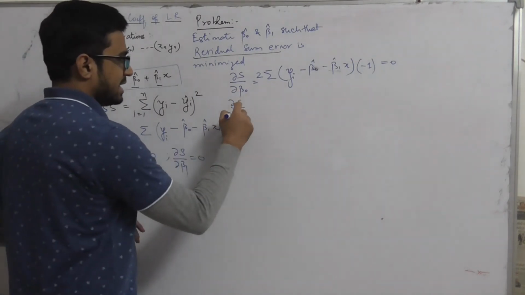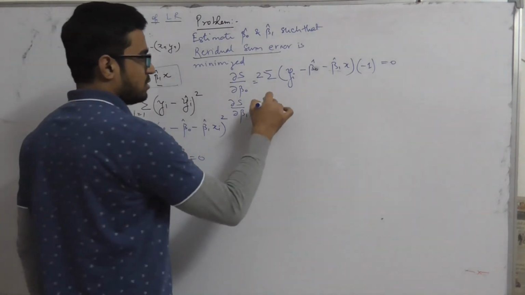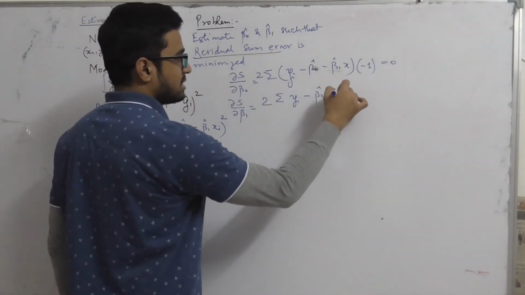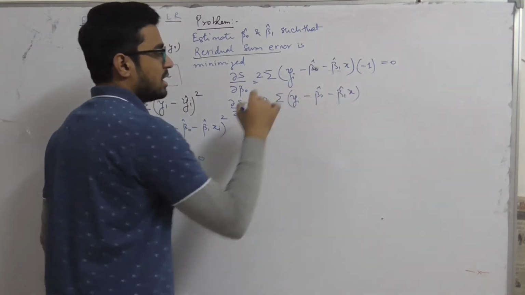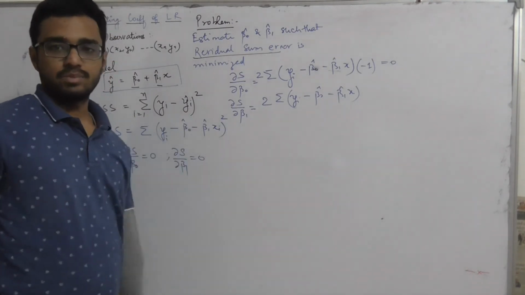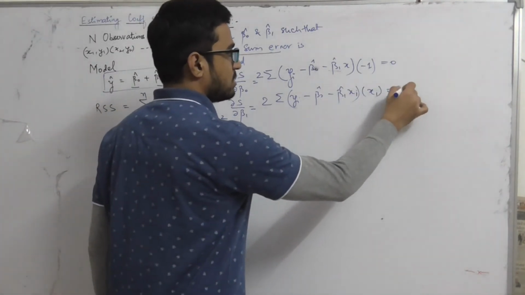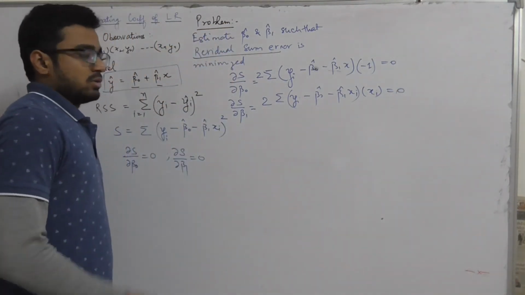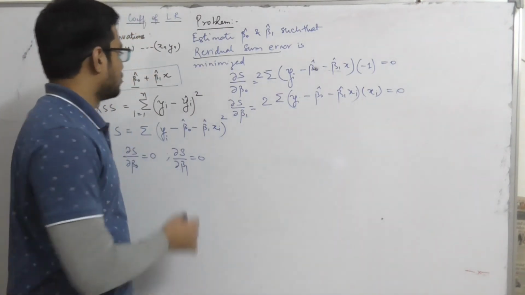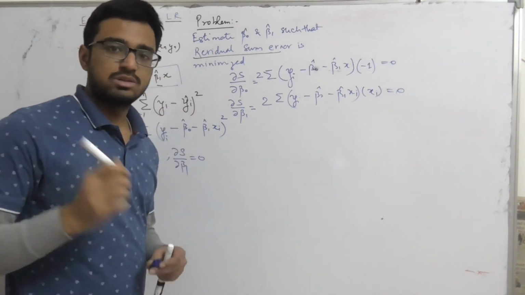Similarly, del S by del beta 1, let us try to differentiate this. So it would be 2 into yi minus beta naught cap minus beta 1 cap into x. Now I have to multiply the coefficient of beta 1 cap, that is minus xi, equal to 0. So what I see is that I have obtained two equations and I have two unknowns, that is beta naught and beta 1 cap. So I should get some unique solution.